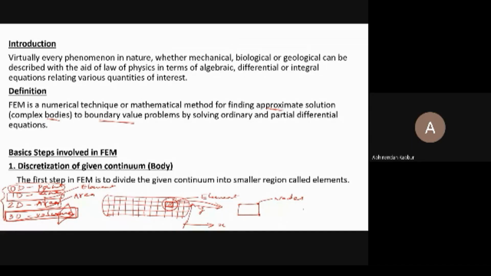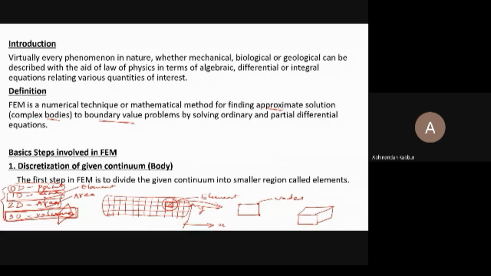Similarly, if I have a body which has a dimension in all the 3 directions, say for example, this is the body which has a dimension in all the 3 directions, x, y, z, then I have to use the volume element. Why is it called a volume element? Because length, width, and depth will give you the volume. Therefore, we call it a volume element. And sometimes this volume element is also called a 3-dimensional element.